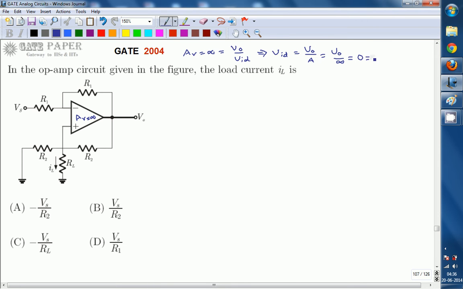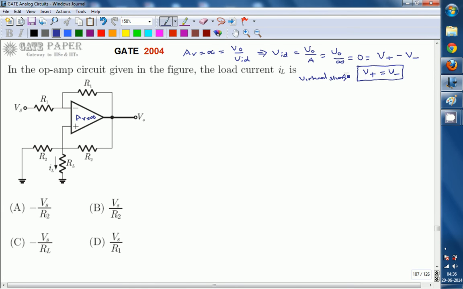So VID is equal to 0, and VID is nothing but the voltage at the non-inverting terminal minus the voltage at the inverting terminal, V plus minus V minus. From this we can say that the voltage at the non-inverting and inverting terminals are always the same. This situation is called a virtual short between the op amp terminals.